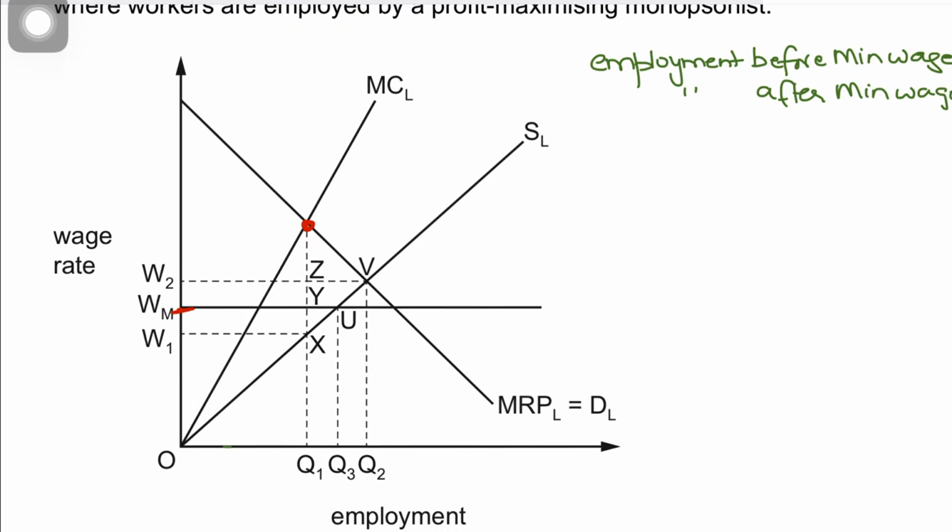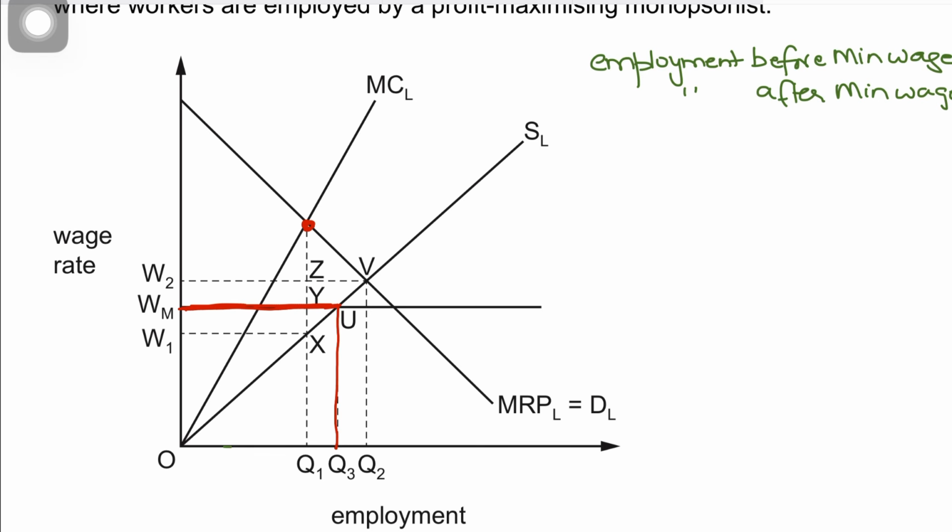If you see, up to the point of Q3 workers, the firm can hire workers at a fixed wage rate of WM without needing to raise wages further. So it could hire workers at the same wage rate of WM without needing to increase wages, which means that this horizontal line then becomes the MCL for workers.